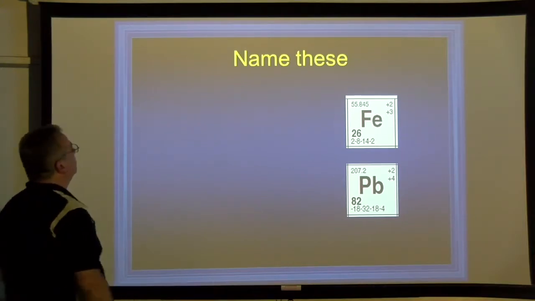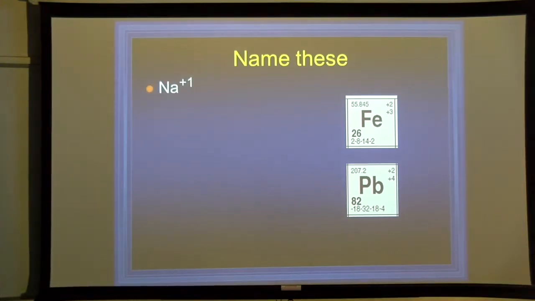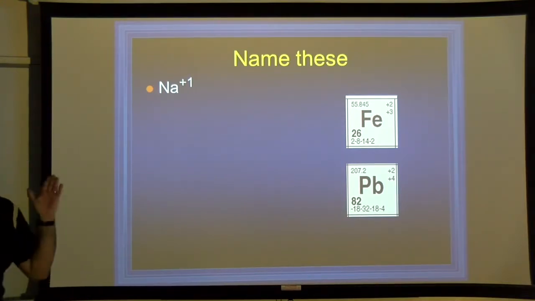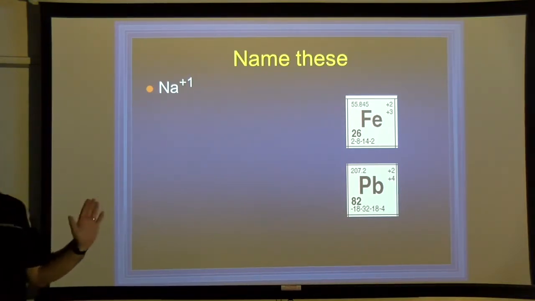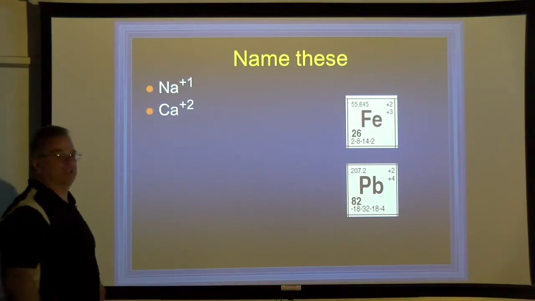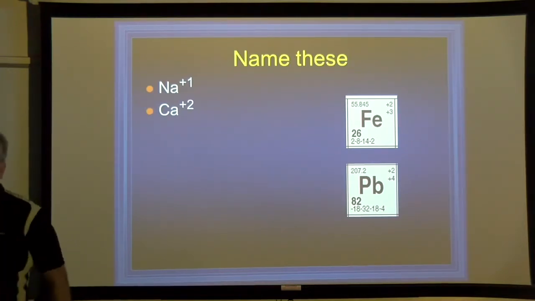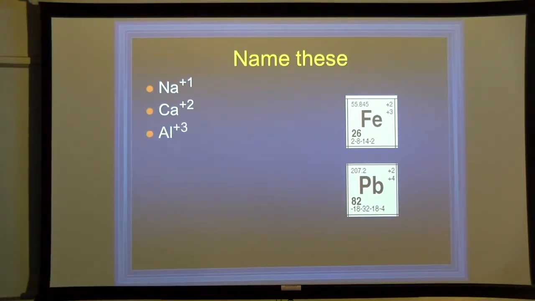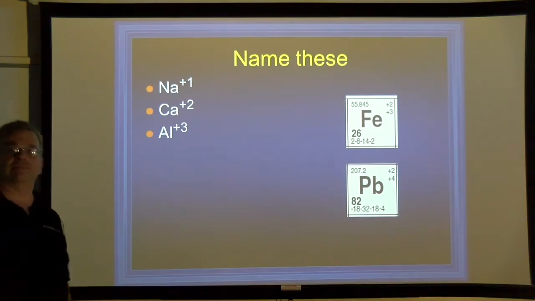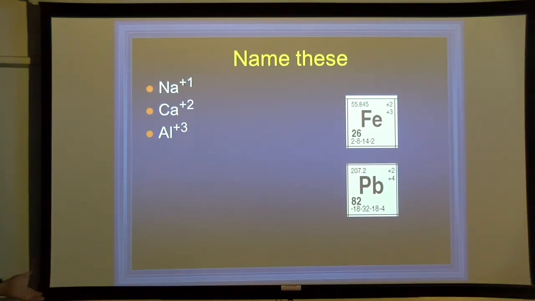So here we go. What's the name of this ion? Real simple. It takes the name of the atom. So this is a sodium ion, called sodium, just like the atom. This one would be called calcium ion. This one would be called an aluminum ion. These metals only have one possible oxidation number in the little box on the periodic table. So you don't have to worry about the Roman numerals.